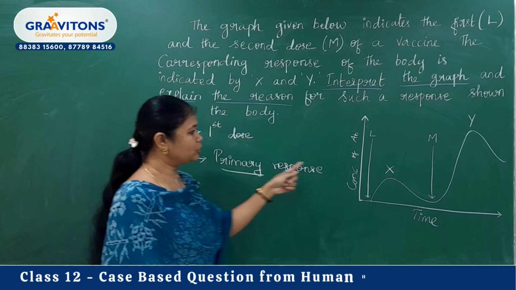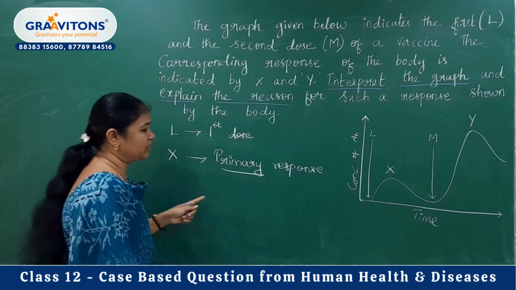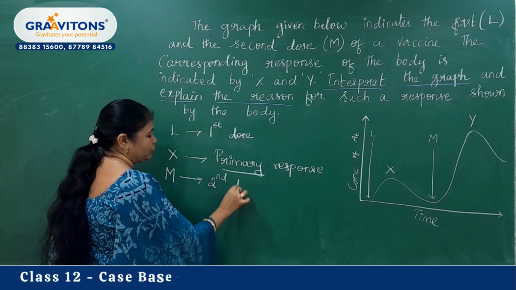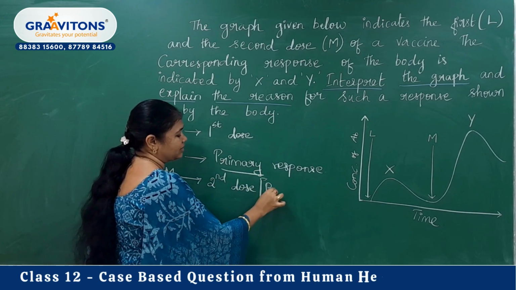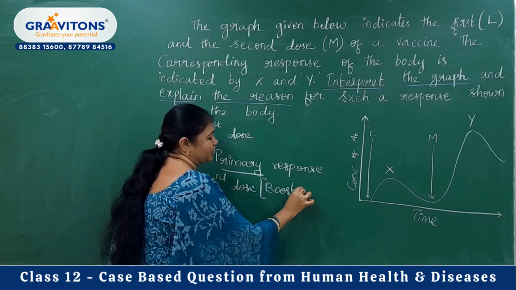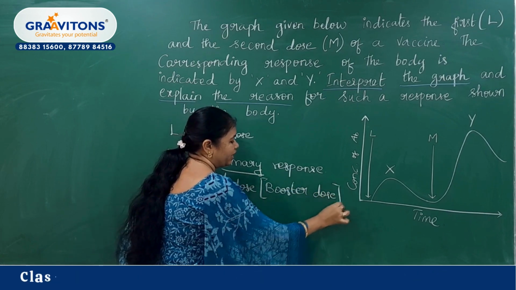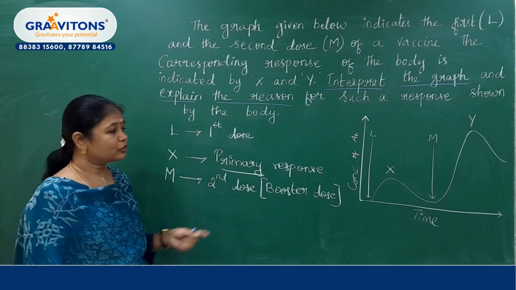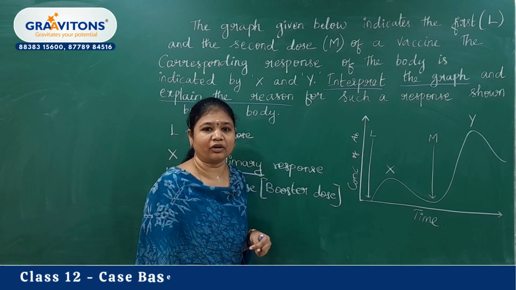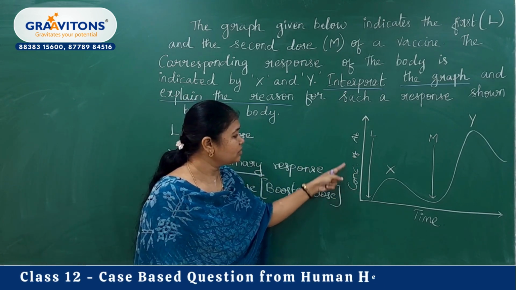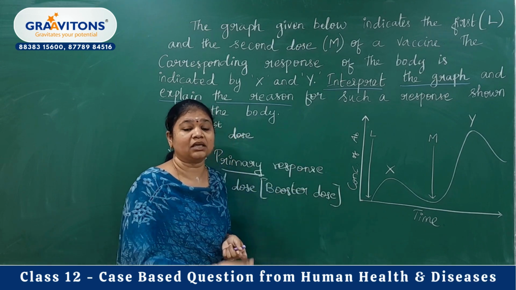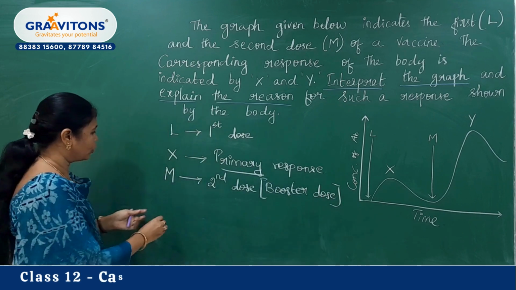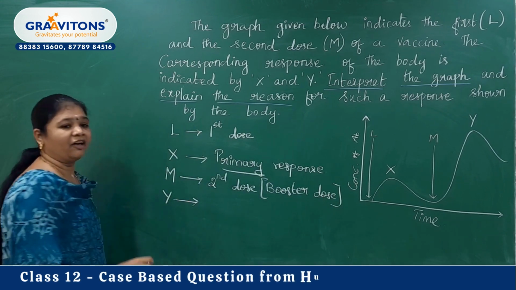Alright. Now coming to M. So M will be the second dose of the vaccine. We call this second dose the booster dose of the vaccine. Second time the same pathogen is introduced into the body. So if you take Y, the response of the body, the concentration of the antibodies has risen more than double that of X. Okay, so Y will be very quick.